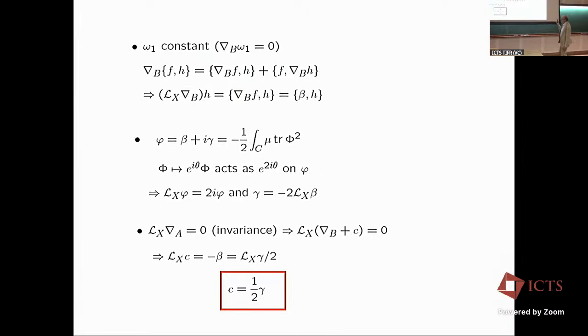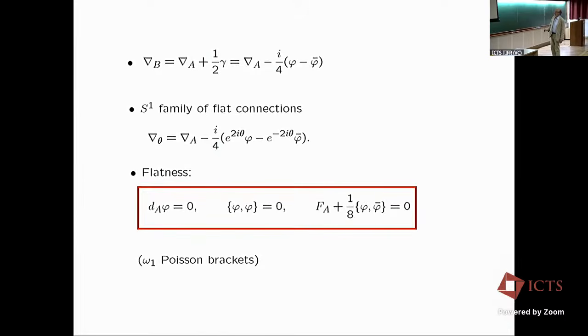But the invariant part would have disappeared because I averaged. The invariant part would have been put into the connection already. So I can deduce that C is equal to minus a half gamma. So then what I have is a connection. So I write the flat connection now in terms of nabla A plus half gamma.